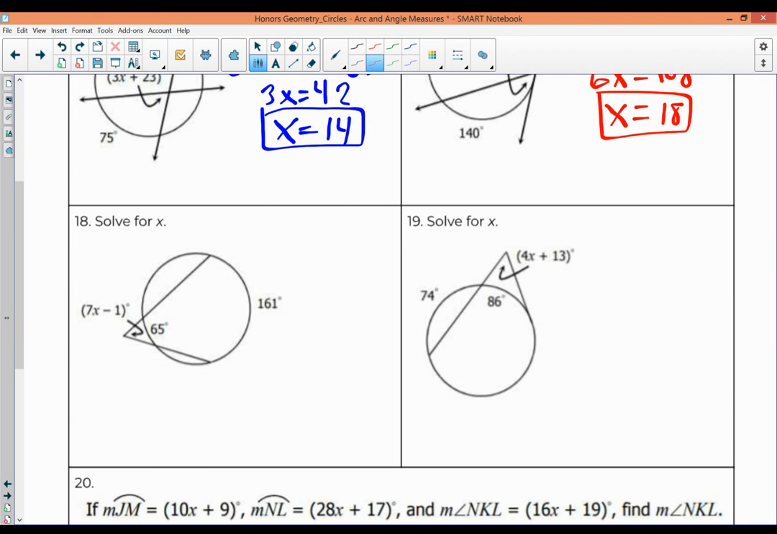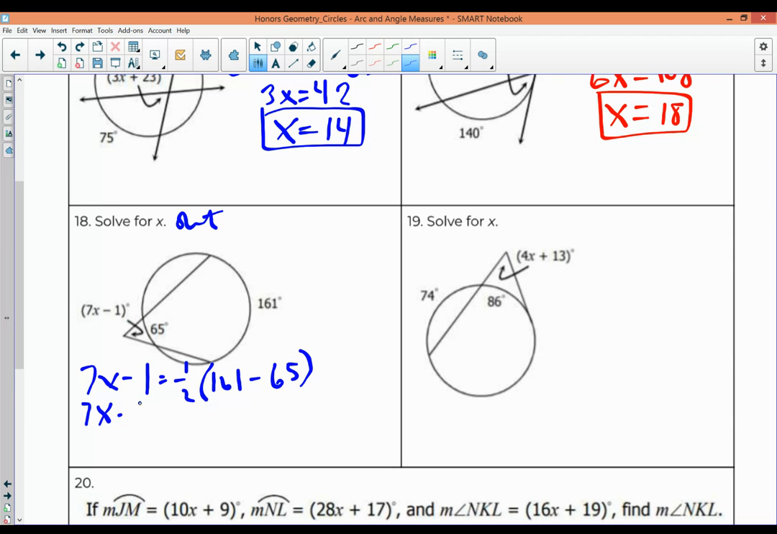All right, 18 was the answer to the last question. Now we're on number 18. How cool is that? All right, so now we have an exterior intersection. So this would be out. So 7x minus 1 equals half of the bigger arc, 161, minus the smaller arc, 65. So we do all of that to get 48.